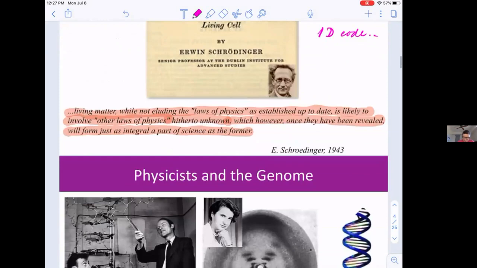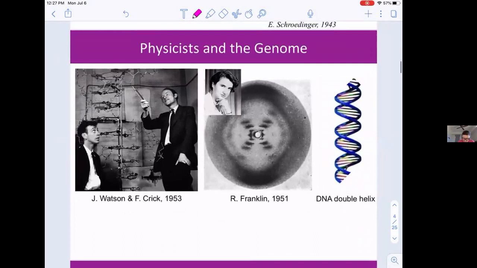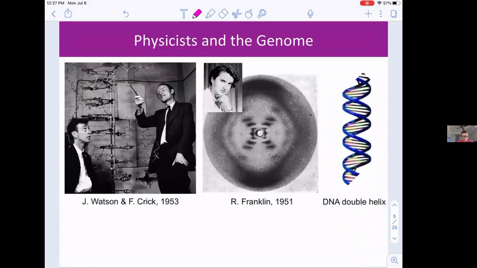And it was actually these lectures that also contributed to the inspiration of Watson and Crick, who a decade later discovered the structure of the DNA molecule itself, the double helix, with instrumental contributions from Rosalind Franklin, with her data, where the DNA double helix as such was revealed.